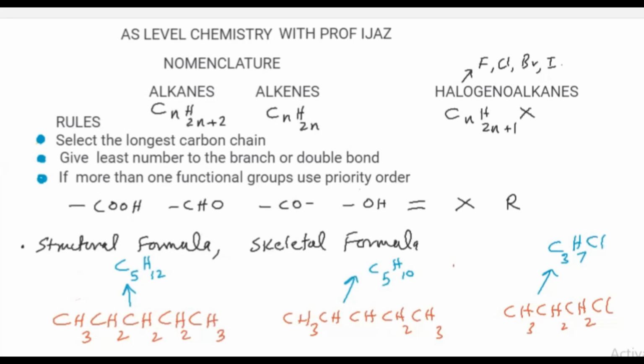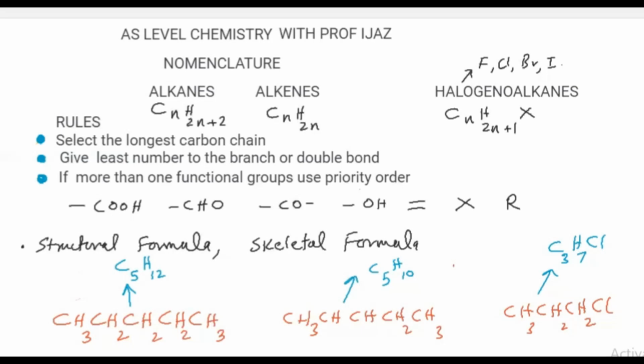So this is an alkane. In this organic compound, although no double bond is shown in the structure, it follows C5H10, so that's why it is 1, 2, 3, 4, 5. This is an alkene, and this is pentene. And this is a halogenoalkane. But now count the carbon atoms.